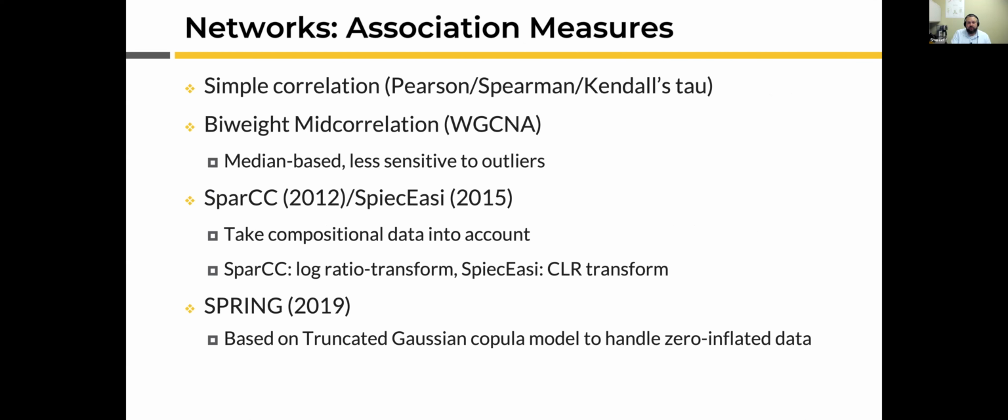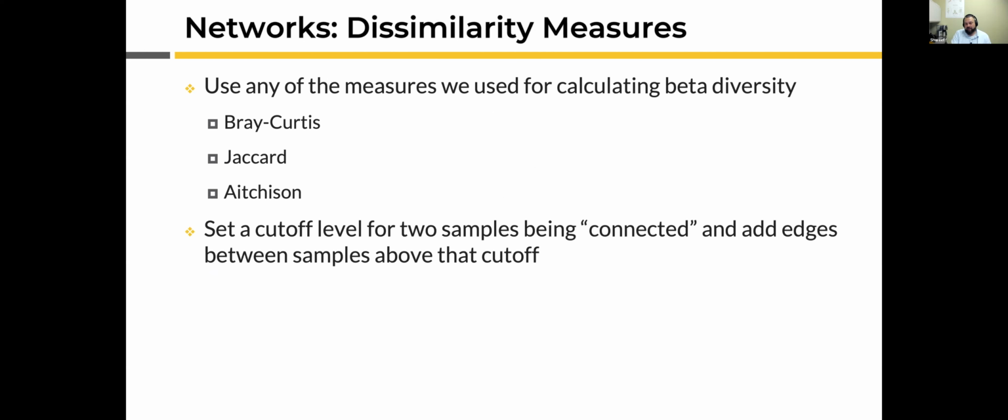So as opposed to association measures, networks can also be constructed by dissimilarity measures. And so this really goes back. You can use any of the measures we use for calculating beta diversity, because then again, you're calculating pairwise associations or pairwise similarities, which is what a network is.